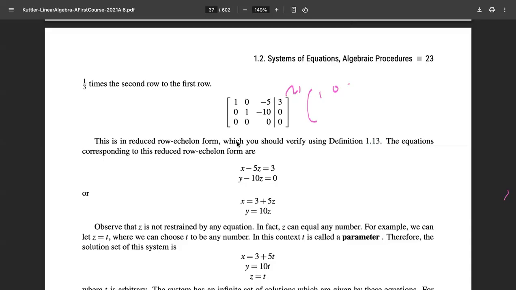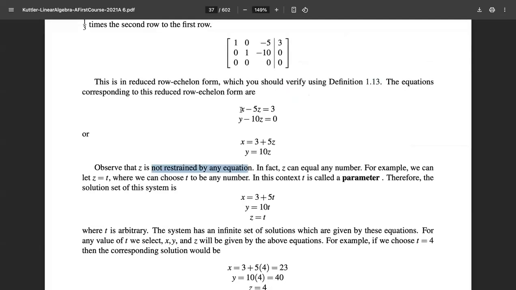So now what we want to observe is z is not constrained by any equation. Like when we make x and y the subject, what we have is x equal to 3 plus 5z, y equal to negative 10z. But our system of linear equations does not tell us that z has to be something. So what does that mean? I can in fact let z be any number. It can be any real number. It can be 5, negative 16, 1,000, negative 3 over 17. It can be any number because we are not constrained by any equation.